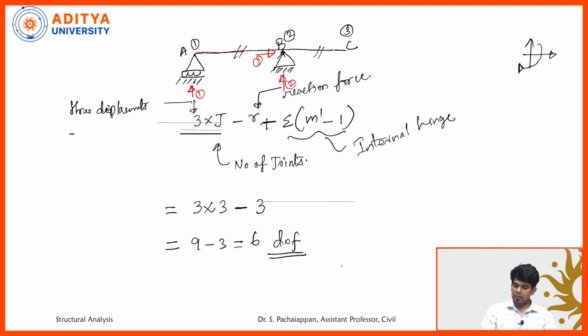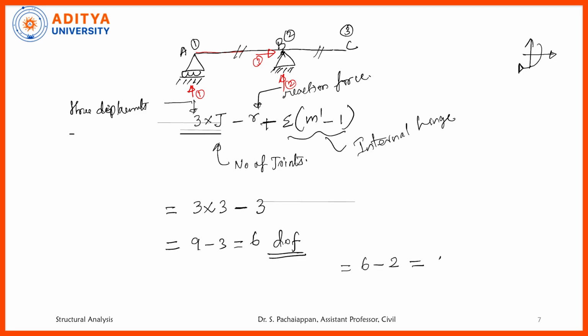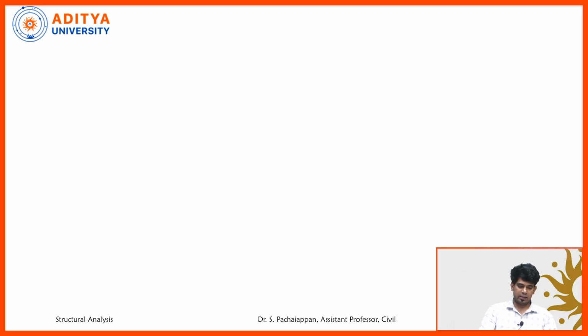So totally I got 6, and 6 minus 2, since 2 spans, 2 members are there, will be 4 if you neglect the axial deformation. Otherwise, it is simply 6. So let's discuss the next one. We'll take the next example.